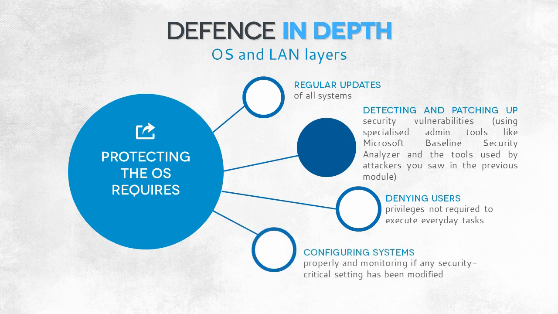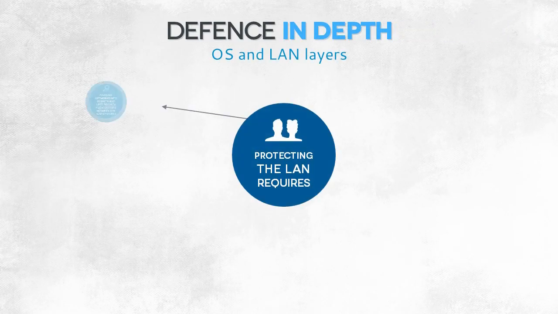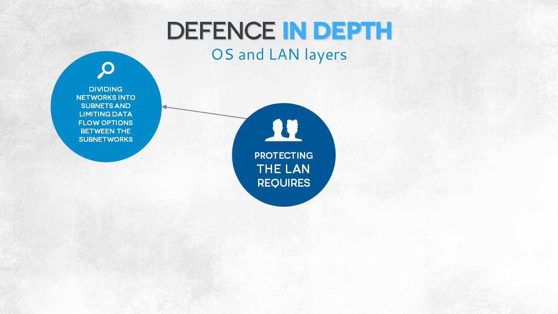Real-time system monitoring is also crucial. Most systems come with tools dedicated for that purpose, and we will discuss them later. Network protection is easier if you divide it into subnets. This is not, strictly speaking, a security solution, but helps to limit the consequences of a potential attack.